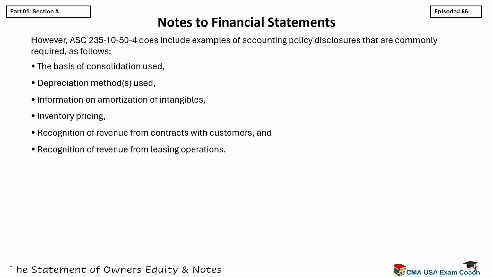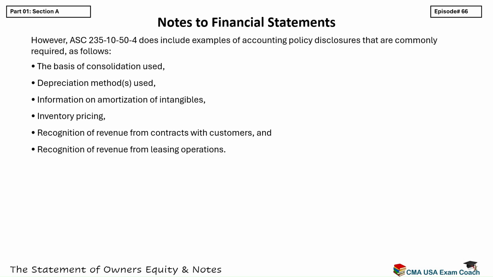Another common disclosure is inventory pricing. Companies need to clarify how they value their inventories, whether they use FIFO, LIFO, or weighted average cost. This is important because different methods can result in very different inventory values and cost of goods sold, especially when prices are changing. The notes also explain recognition of revenue from contracts with customers.